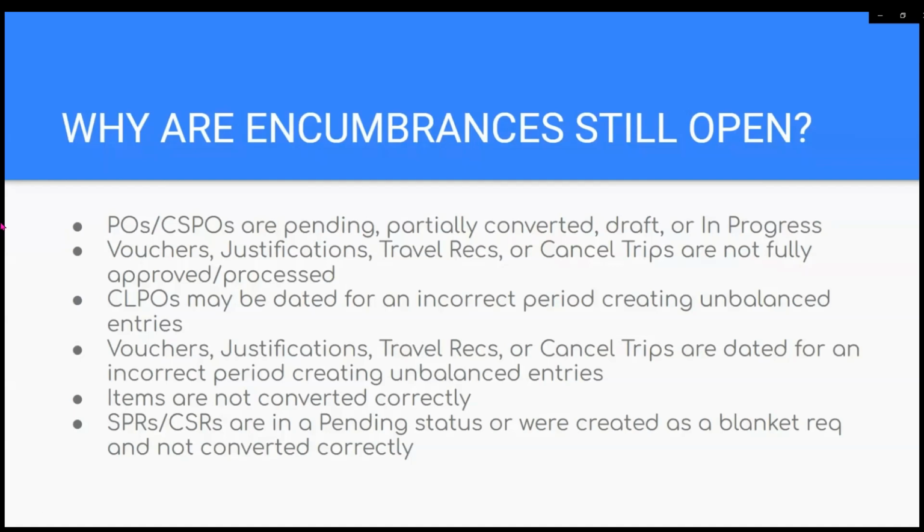So it might look like we've done all the stuff we're supposed to do. We've converted our purchase requisitions. We've converted our purchase orders. Our stuff is all approved, but we still have an encumbrance out there. It could be related to something like this, which is a little more complicated to find. But that's one of the other things we'd be looking at if you were asking questions about why an encumbrance is still on your financial report.